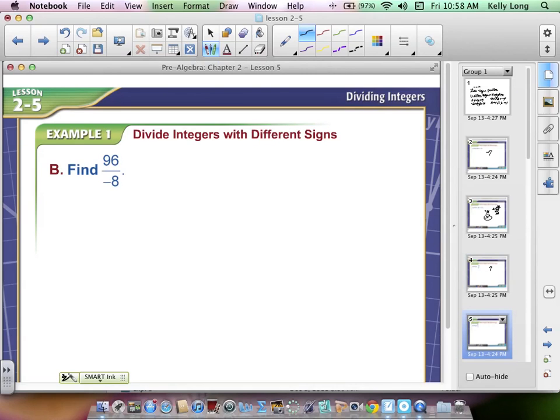96 divided by negative 8. Unlike signs, so I know my answer is going to be negative. And then I can just come over here and divide. 96 divided by 8. 8 goes into 9 one time. 1 left over, bring down my 6. It goes into 16 twice. So my answer would be negative 12.